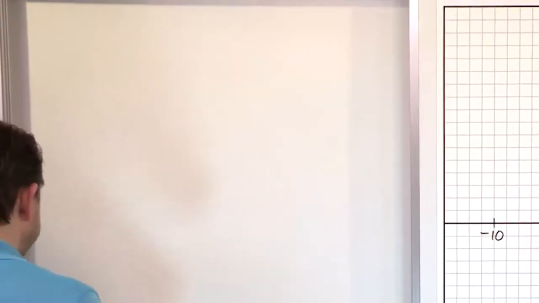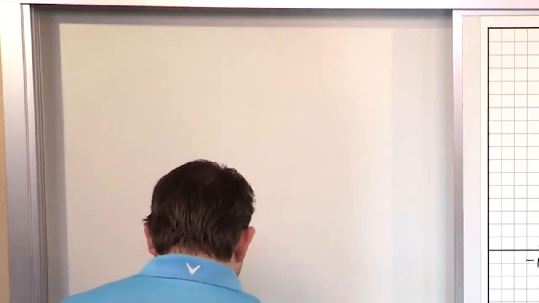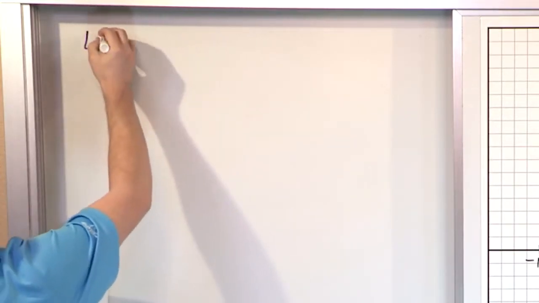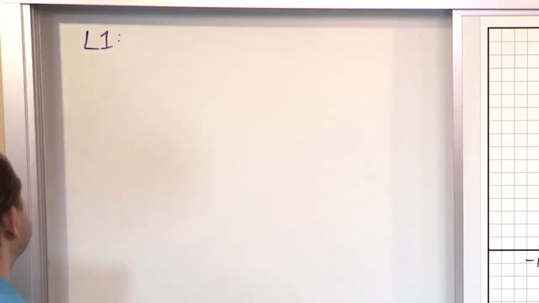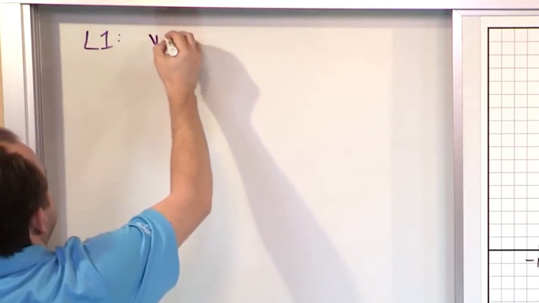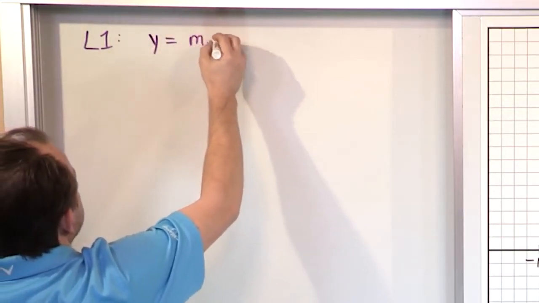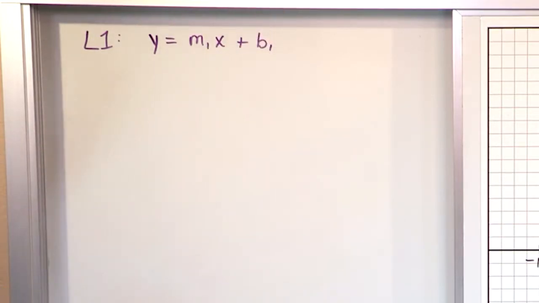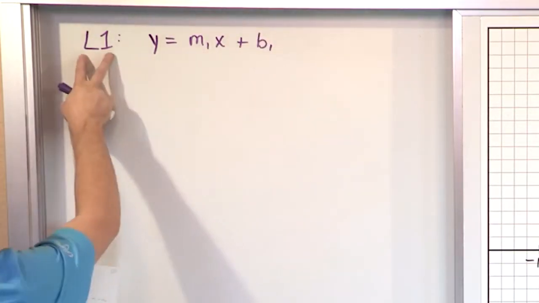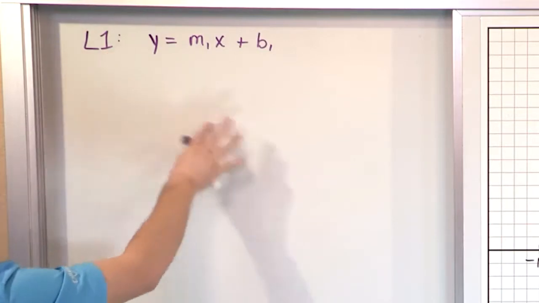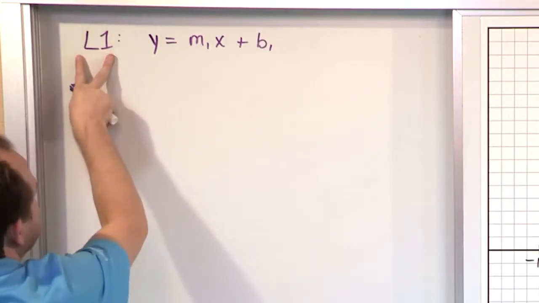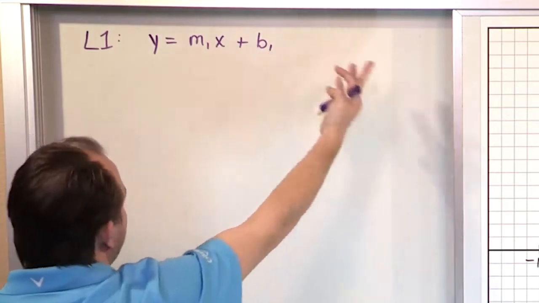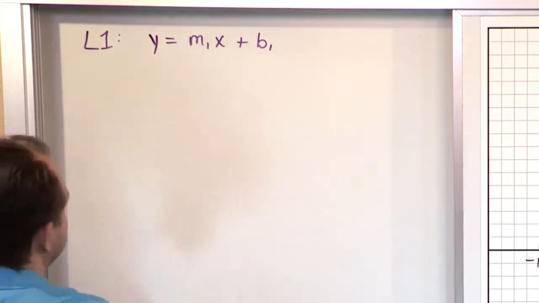So first of all, to get the ball rolling, I want to just say in general, we might have line number 1, I'm going to call it L1, and the equation of that line might be y is equal to m1x plus b1. Now you might say, why is he writing the number 1s here? It's just because it's line number 1. So I'm going to have line number 2 in a second. But anyway, line number 1 has a slope, whatever it is, called m1, and it also has some y-intercept, whatever it is, called b1, right?